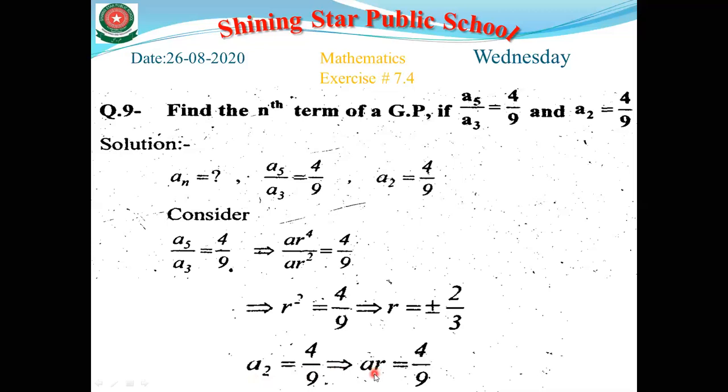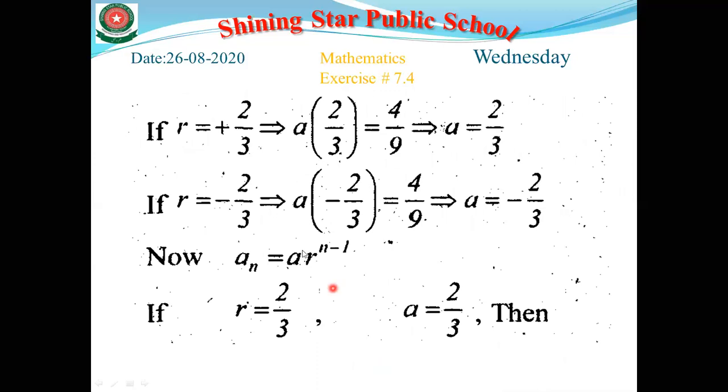Now we have the value of r. So very simple, we put here the value of r. If r is plus 2 over 3, then 2 ones are 2, 2 twos are 4, 3 ones are 3, 3 threes are 9, so a is equal to 2 over 3. If r is minus 2 over 3, so again a is equal to minus 2 over 3.